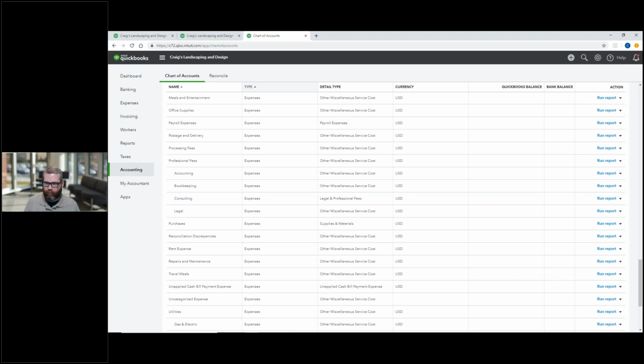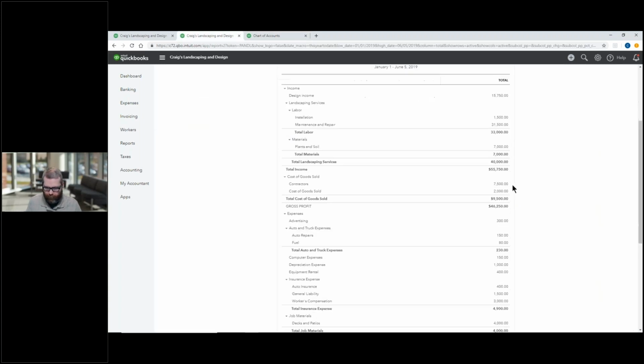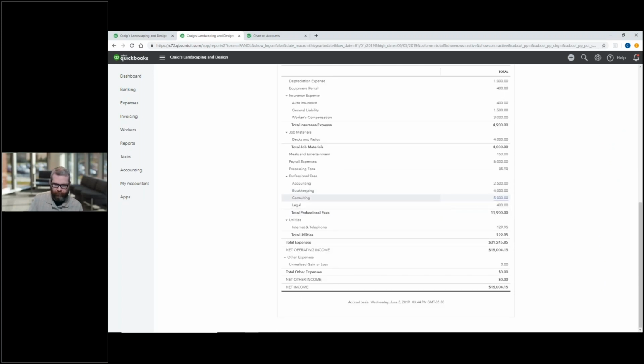Now let's go run that profit and loss report again to see where it moved to. I'll run this report, scroll down, and there's consulting right there. There's the $5,000, and it also contributes to the total for all the professional fees. So you can organize your chart of accounts. You can also organize your profit and loss report and your balance sheet with these sub-accounts. And you can actually have 5 levels deep for your sub-accounts.